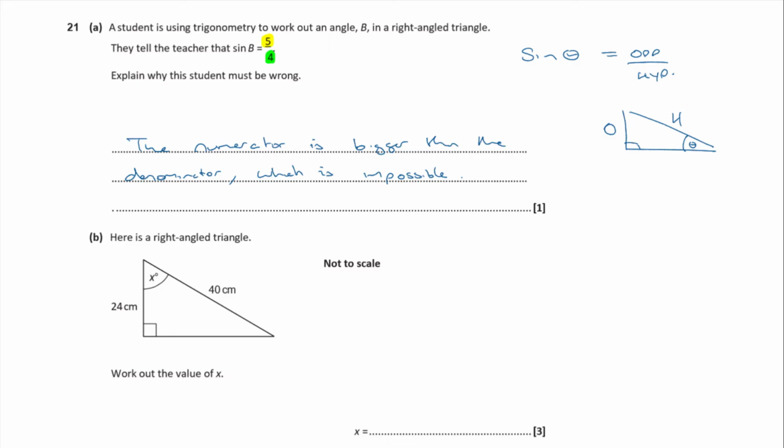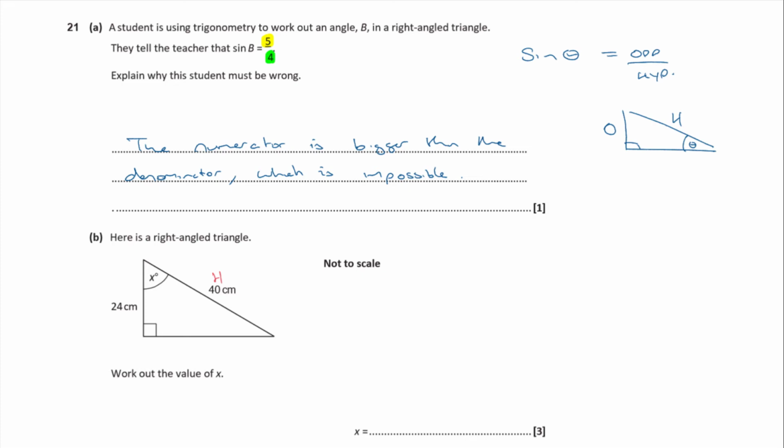Part B says, here is a right angle triangle, work out the value of x. Okay, so when we're trying to solve trigonometric problems like this, the first thing I recommend you do is label up your sides. Now, I just said earlier the hypotenuse is the longest side, so I always start labeling up with that one first, so that's my h there. Okay, and then I just need to work out what the other two sides are.